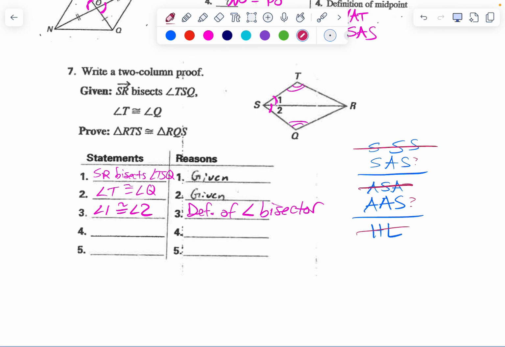So, we need a side, right? For either one of these. Well, that should direct you to seeing what? This one right here is reflexive. So SR is congruent to RS, or in other words, to itself. What's that property? Yeah, this is a property, not a theorem.